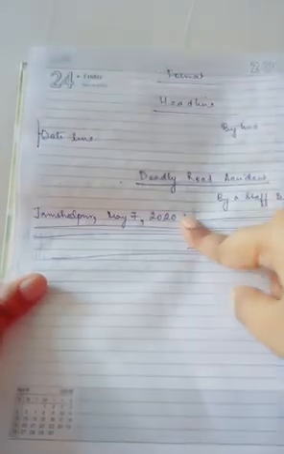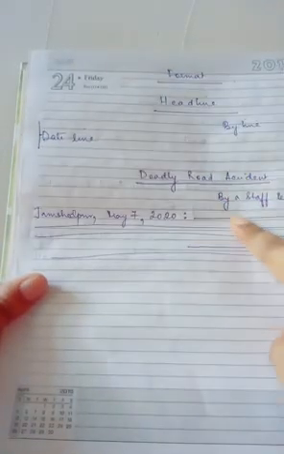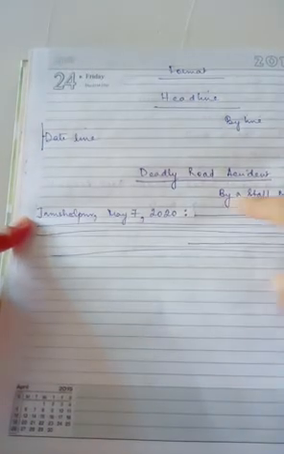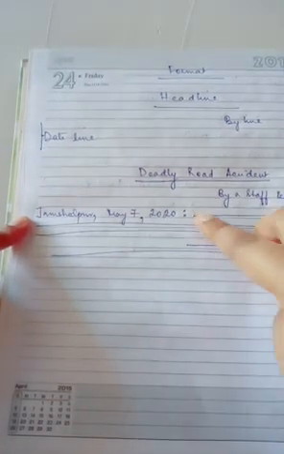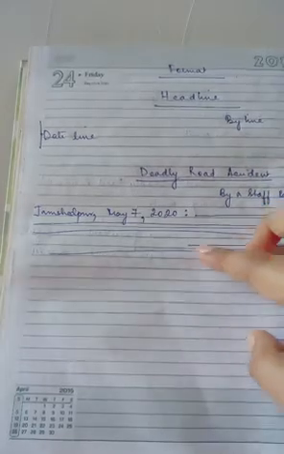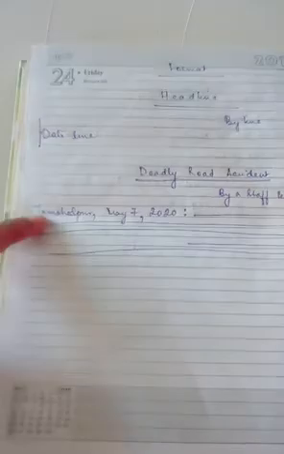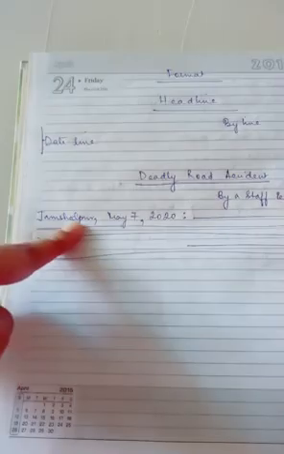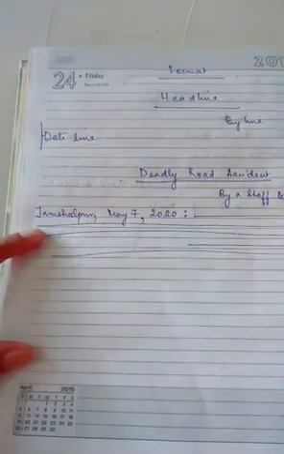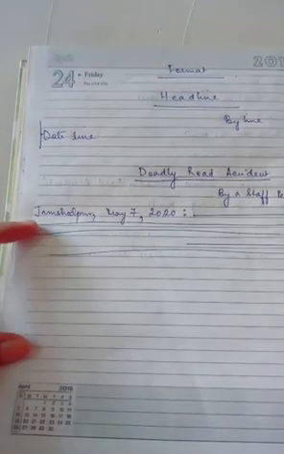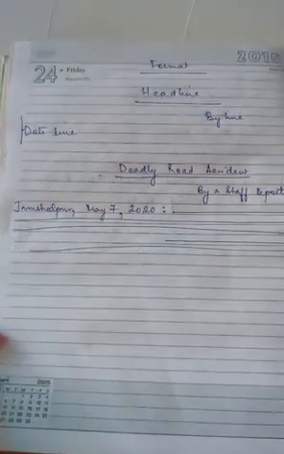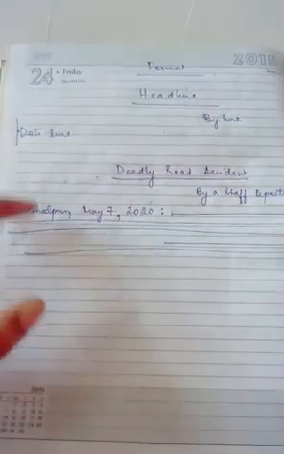Then give a colon, and immediately your report should start from here, continuing on, and you end your first paragraph. Then the second paragraph again starts from here, so alignment should be there. This is very important. Headline, byline, dateline. First place, comma, then May 7, comma, 2020, and immediately you start from here. This is how you are supposed to do the report writing. This is the format: headline, byline, and dateline.